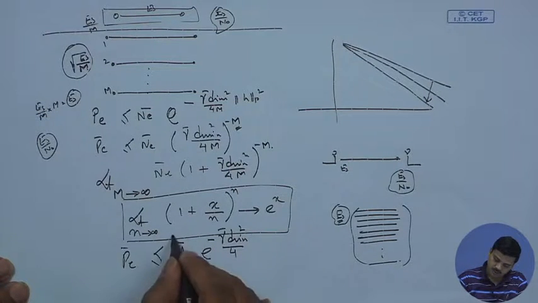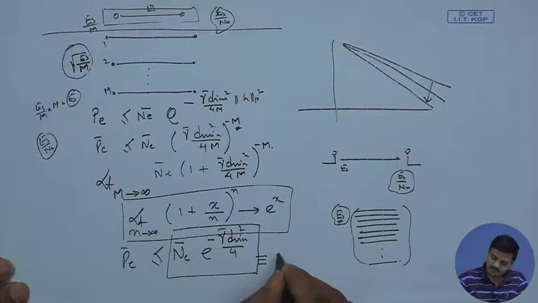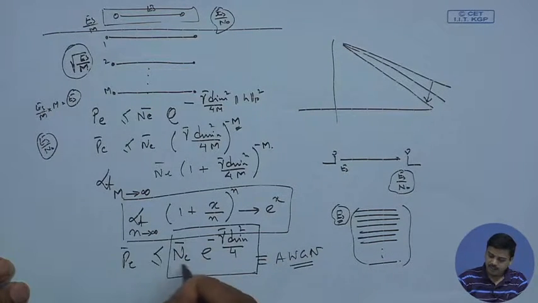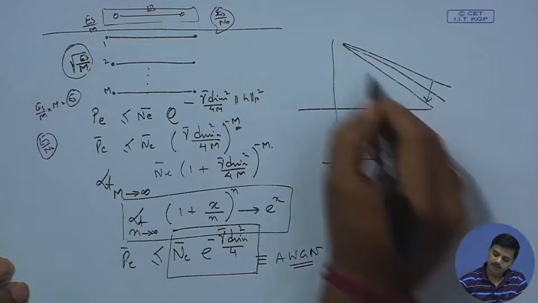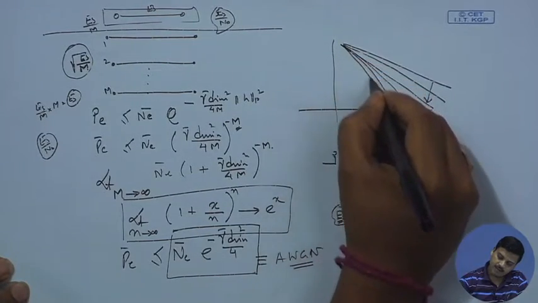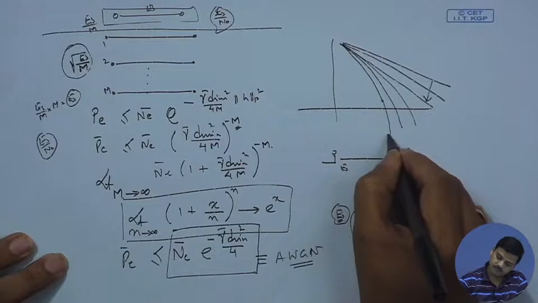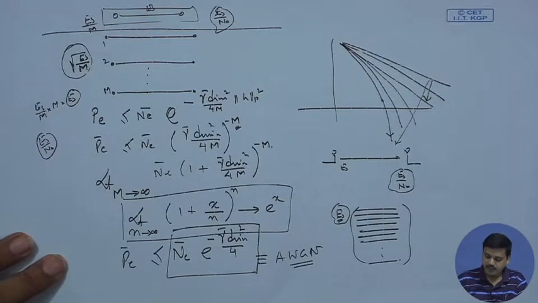Now if you see this expression, it is independent of m, and this is the same as the expression of error probability for AWGN. Ne bar e to the power of minus gamma bar d mean squared by 4, so this is the expression for AWGN. What it means effectively is that if I keep on increasing the order of diversity, the slope increases, and finally at a certain point when it tends to infinity, it meets the error probability for AWGN.